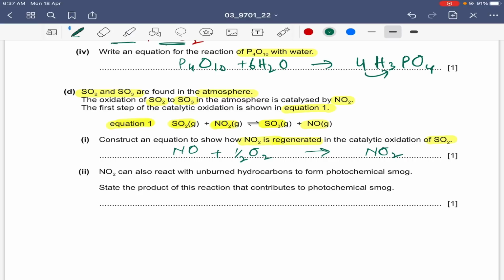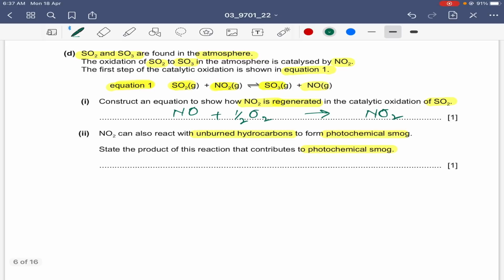Now the next part is NO2 can also react with unburned hydrocarbons to form photochemical smoke. State the product of this reaction that contributes to photochemical smoke. The products of the reaction when NO2 reacts with unburned hydrocarbons. So basically NO2 is a primary pollutant. It is directly released from car exhaust, right? And those pollutants which form when NO2 reacts with unburned hydrocarbon, or we use another term, VOCs, volatile organic compounds.